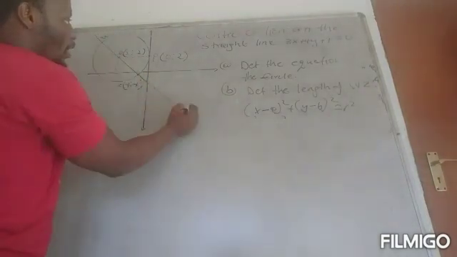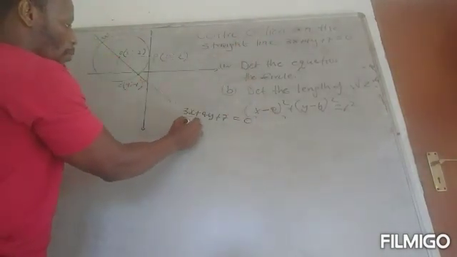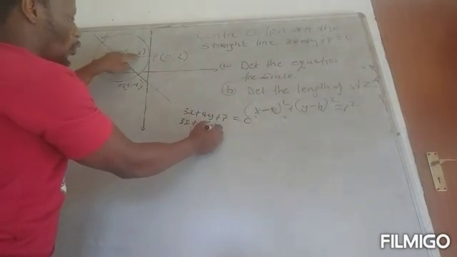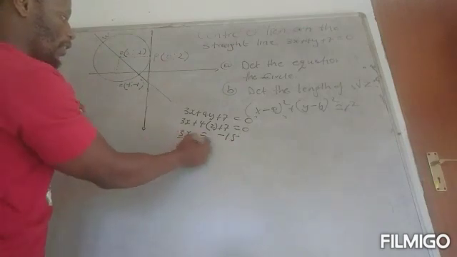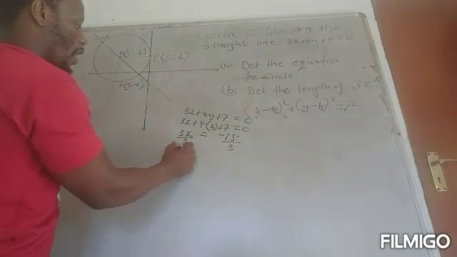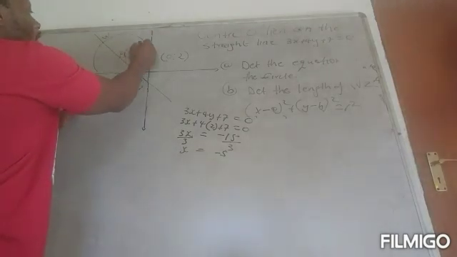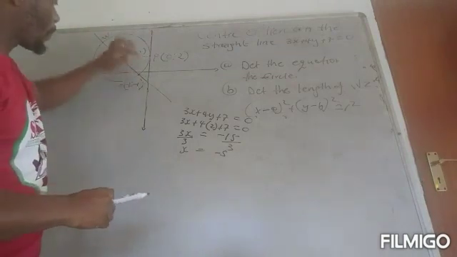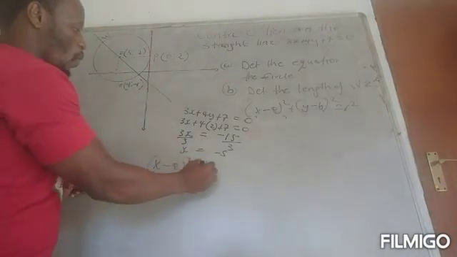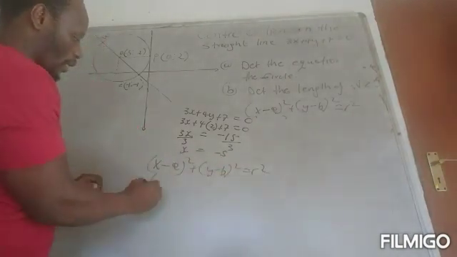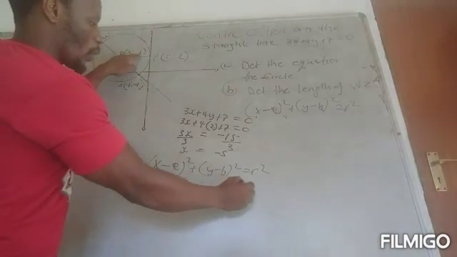Then let's do it. The equation of the line is 3x + 4y + 7 = 0, as given. Therefore we have 3x + 4(2) + 7 = 0. Then we get 3x = −15, divided by 3, therefore x = −5. So the center of the circle is (−5, 2). Now we can calculate the equation of the circle using (x − a)² + (y − b)² = r². Substituting the center, we get (x + 5)² + (y − 2)² = r².